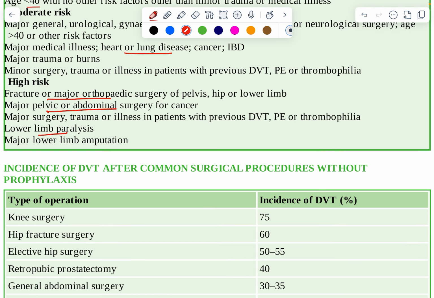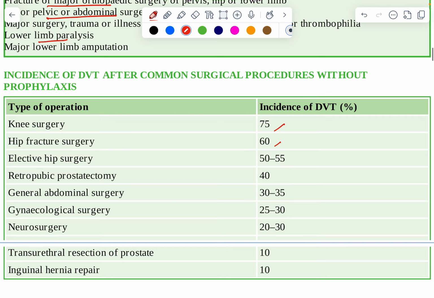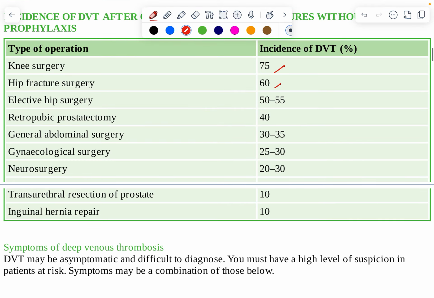Incidence of DVT after common surgical procedures without prophylaxis. Incidence of DVT in knee surgery is very high. Hip surgery increases. Elective hip surgery and prostatectomy increase. General abdominal surgery is also high. Gynecological surgery is high.